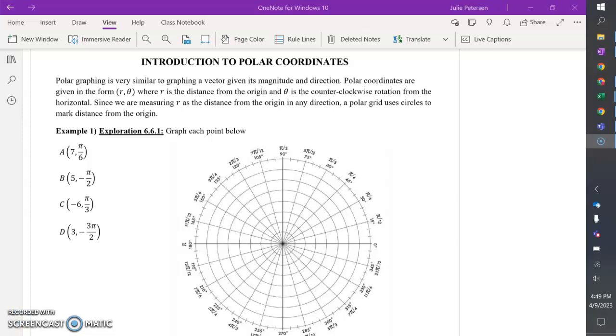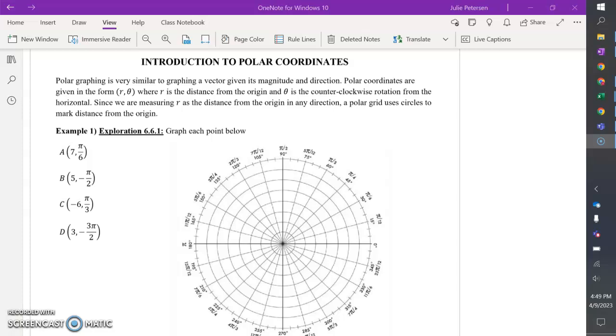Okay, so today we're going to talk about polar coordinates. And graphing polar coordinates is really very similar to the way we would graph a vector if we were given its magnitude and direction. Polar coordinates are given in this form r comma theta, where r is the distance from the origin, and theta is the counterclockwise rotation from the horizontal, from the positive x-axis.